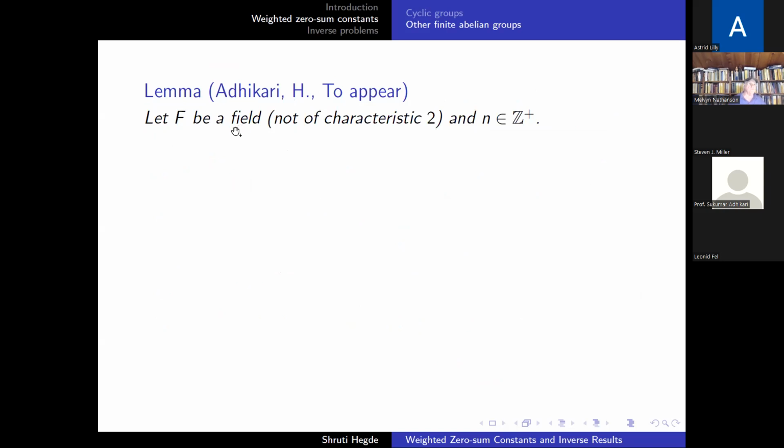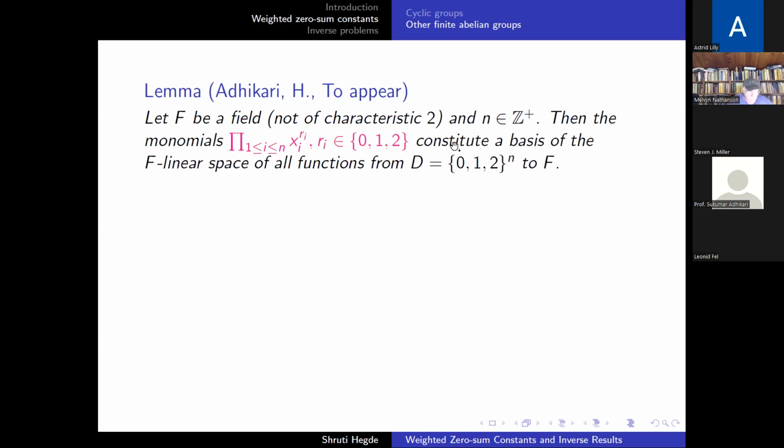So the next lemma. Let F be a field whose characteristic is not 2 and n be a positive integer. Then the monomials of the form the product of xi to the power ri, where i is running from 1 to n, and where the powers ri are at most 2, constitute a basis for the function space from D to F, where D is the Cartesian product of n copies of {0, 1, 2} in the field F.